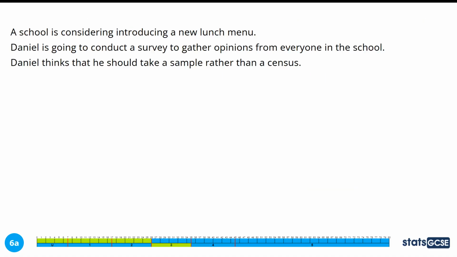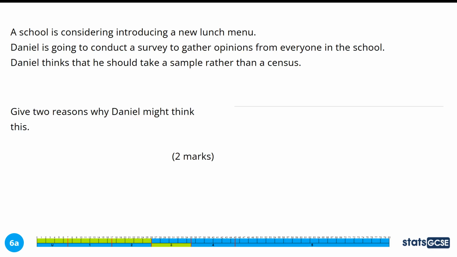A school is considering introducing a new lunch menu. Daniel is going to conduct a survey to gather opinions from everyone in the school. Daniel thinks that he should take a sample rather than a census. Give 2 reasons why Daniel might think this. A census would require Daniel asking everyone, yet with a sample he only needs to ask a few people, so it will be cheaper and it will be quicker.